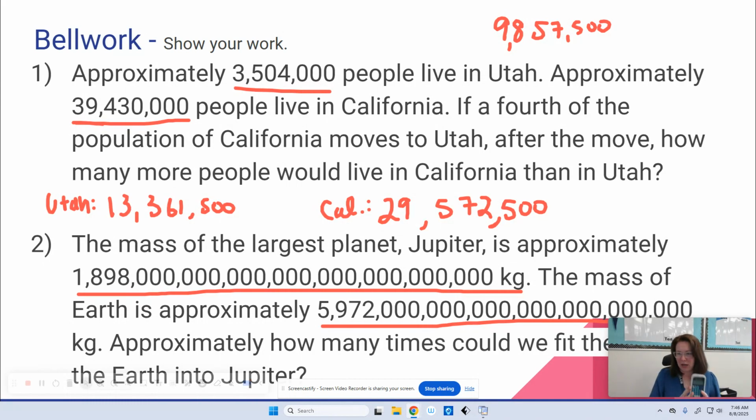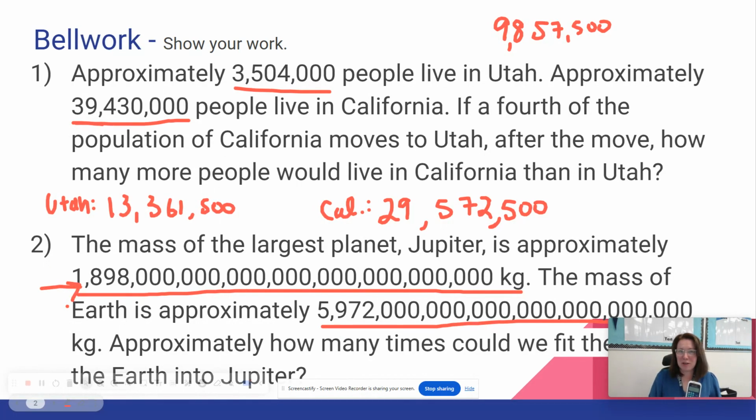So in your calculator, you'll take Jupiter, and I'm going to just tell you how to do it. You can do it on your own. You're going to take Jupiter, type that in, and then splitting up, that's divide, by the size of the Earth, and then click enter, and that'll tell you how many times we could fit the Earth into Jupiter.